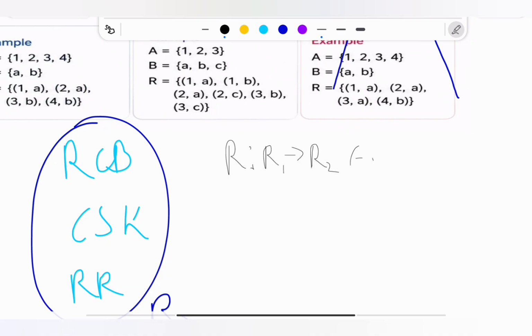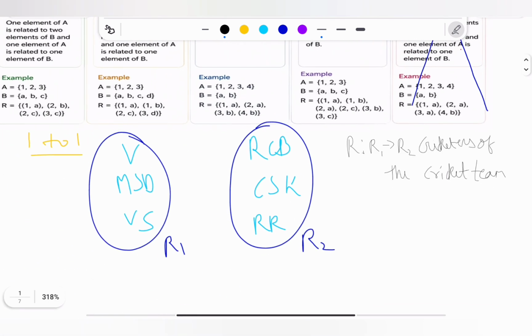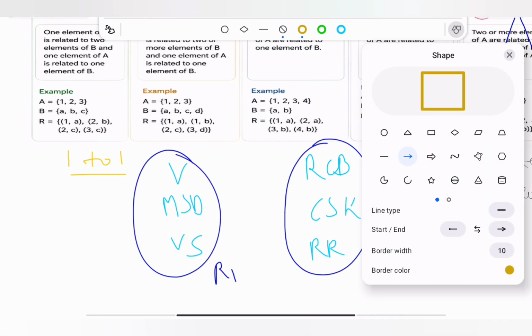Cricketers of the cricket team. What do you mean by this? I can only map the R1 elements with R2 elements only if they are the cricketers of that team.